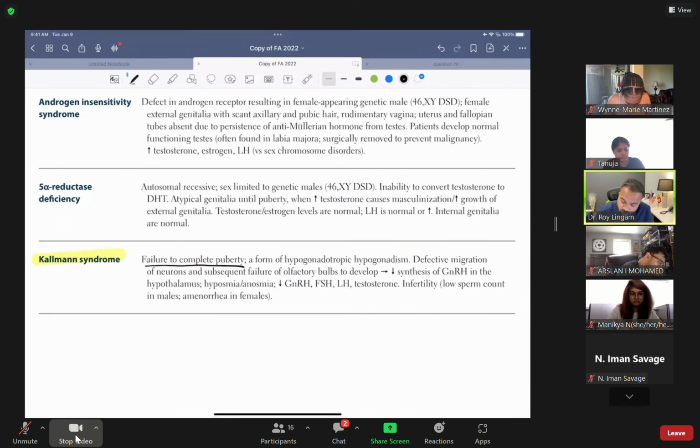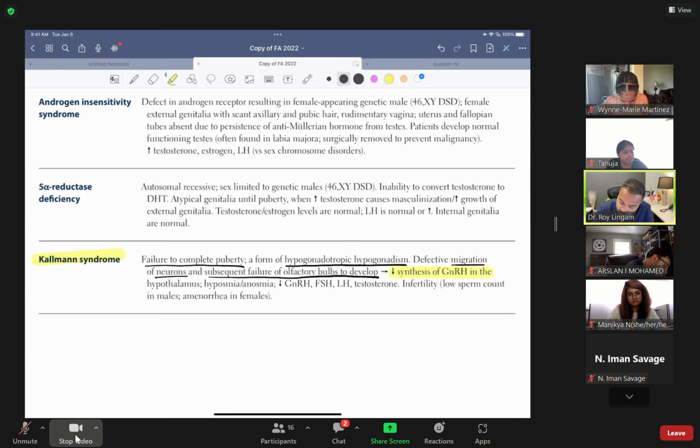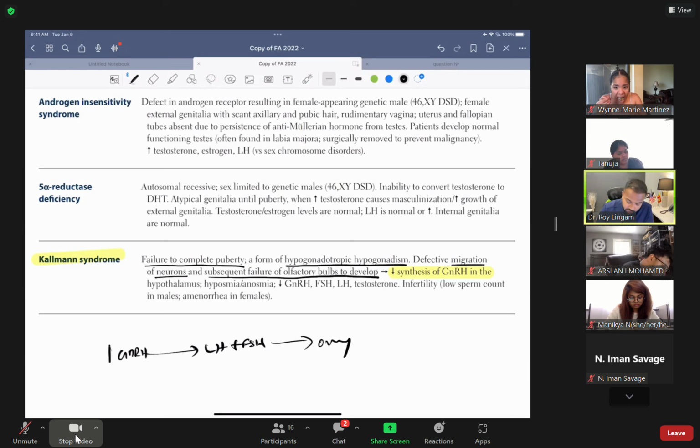It is a form of hypogonadotropic hypogonadism. Defective migration of neurons and subsequent failure of olfactory bulb to develop. So even though their problem is decreased GnRH, you should know the normal function, right? So GnRH stimulates LH and FSH, isn't it, folks? You need LH and FSH to stimulate the ovary for everything else. But if this is decreased, everything is going to be decreased. Is everybody clear, folks? That's a problem here.